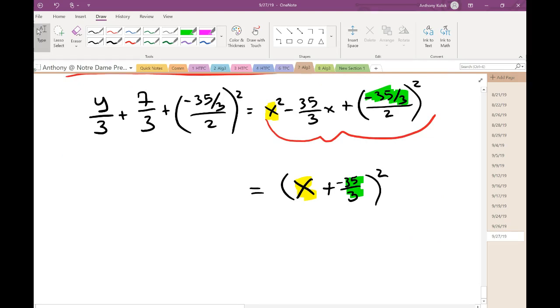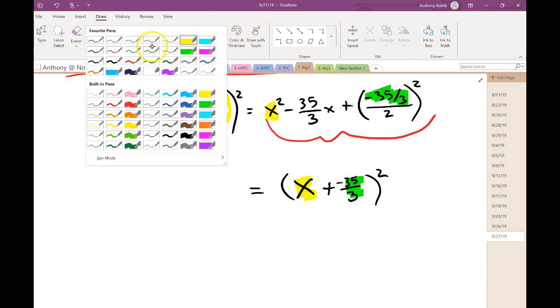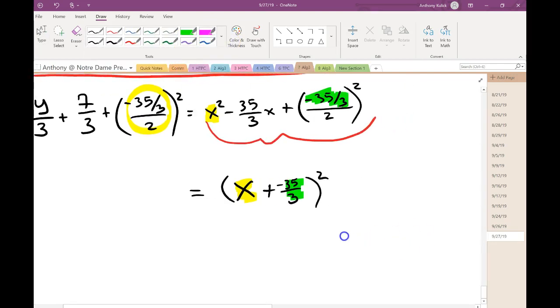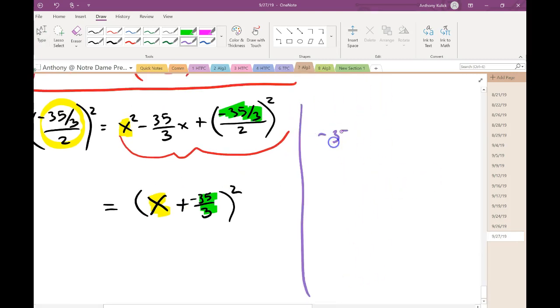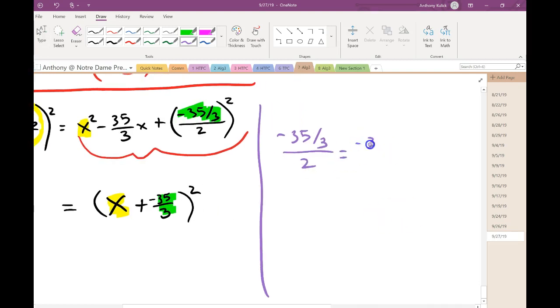Now let's simplify things along the way here on our left-hand side. How do I simplify 35 over 3 over 2? Remember, a fraction is the same thing as a division problem, right? So that's the same thing as 35 over 3 divided by 2. Everybody's okay with that? How do I divide fractions?